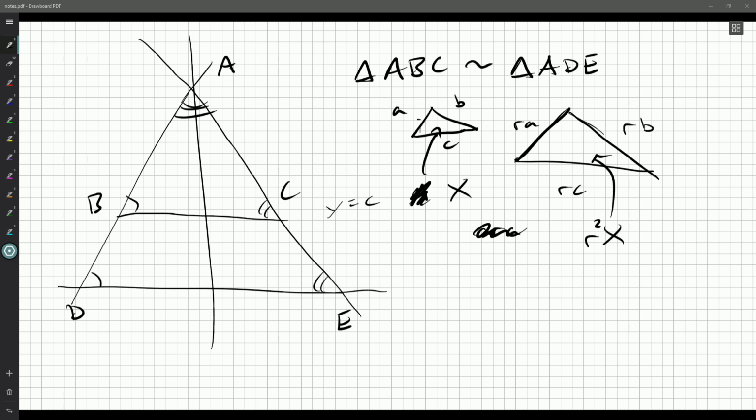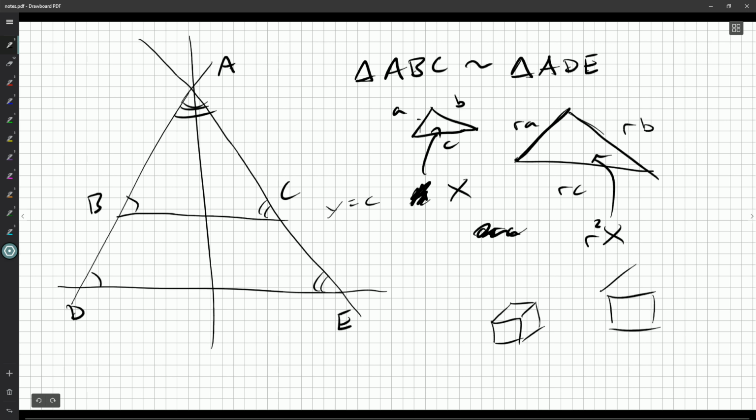And this isn't just true for relationships between similar two-dimensional shapes. It also works in 3 dimensions. If I take a cube and I double all the lengths, I will quadruple the surface area, but I will increase by a factor of 8, 2 to the 3, the volume. Okay? So how does this help?